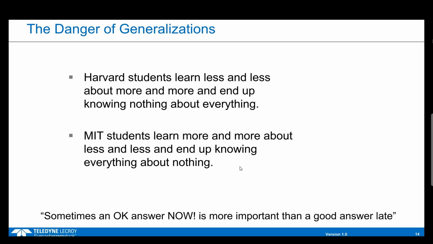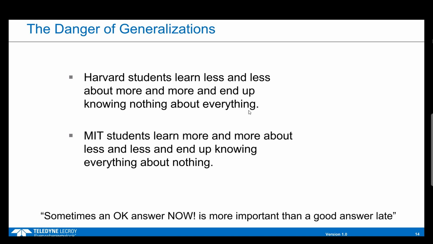It's so broad that we don't know what to do with it, it doesn't give us any information, or it's so narrowly focused that it applies to this one situation and nothing else. And so I like to use that phrase that sometimes an okay answer now is more important than a good answer late. So I have to give some generalizations to put in perspective the problems and the solutions. I'm going to ask a little bit of indulgence. Whenever you come up with a generalization that is useful, there are always going to be exceptions to it. So look at the forest first, and then you can look at some of the trees.